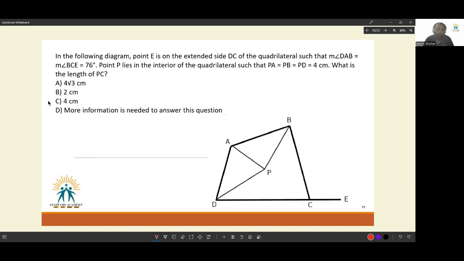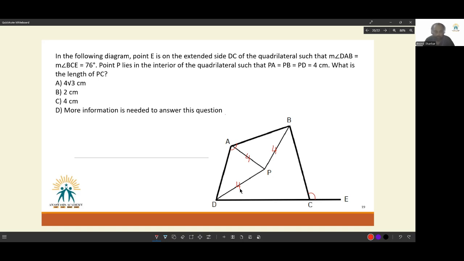Next, in the following diagram, point E is on the extended side DC of a quadrilateral such that DAB is equal to BCE. This angle and this angle are identical. Point P lies on the interior of the quadrilateral such that PA is equal to PB is equal to PD is equal to 4. This is 4, this is 4, and this is 4. What is the length of PC?